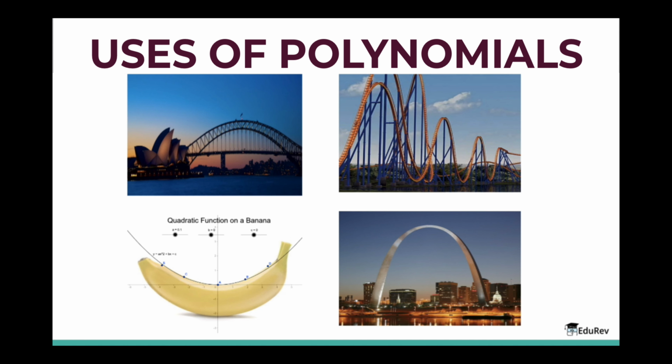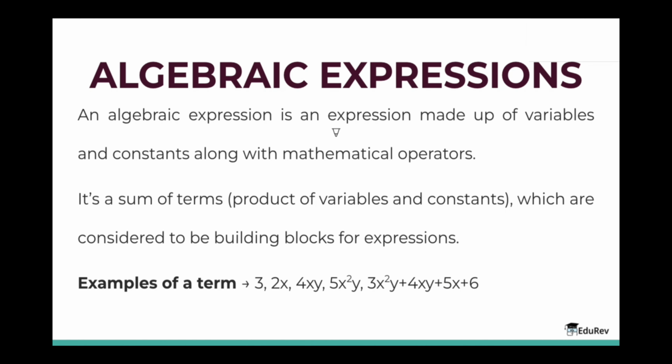Do you remember anything about them? Let me help you to remember. An algebraic expression is an expression made up of variables and constants along with mathematical operators. It's a sum of terms which are considered to be the building blocks of expressions. But what exactly are terms? They are the product of variables and constants. It might also be an algebraic expression in itself.